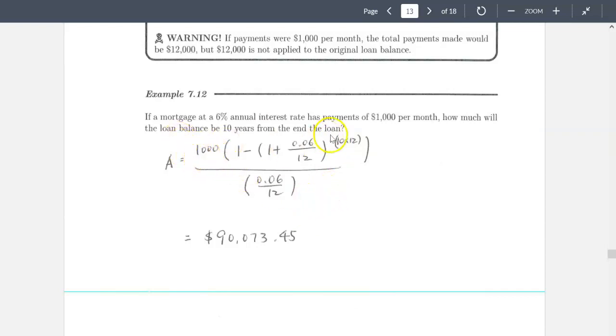So we put our monthly payment, $1,000, here. Use the formula: 1 minus (1 plus 0.06 divided by 12) to the negative, again don't forget the negative sign, 10 years, so T is 10 times 12, that's how many times we make a payment a year, which is 12. And then divide by 0.06 divided by 12. If you punch all this into the calculator, you get $90,073.45. That's how much you still owe after 10 years into the loan.